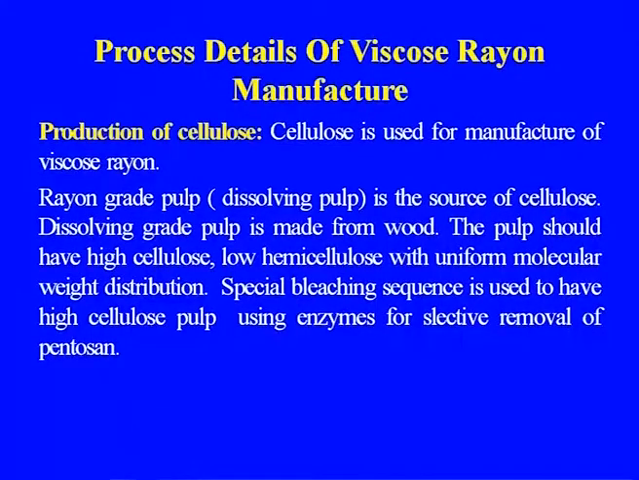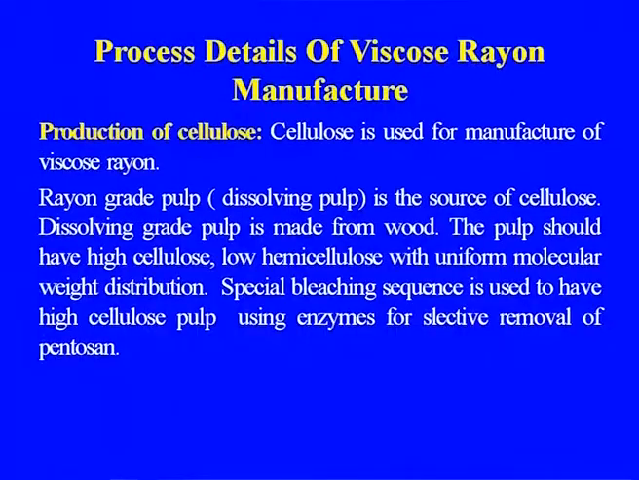First thing is the pulp which we are getting. What will be the source of this cellulose? Cellulose is used for the manufacture of the viscose rayon, so we call it rayon grade pulp, or dissolving pulp, which is the source of the cellulose. Dissolving grade pulp is made from wood, mostly softwood, but some eucalyptus is also used, because eucalyptus has very good quality pulp.